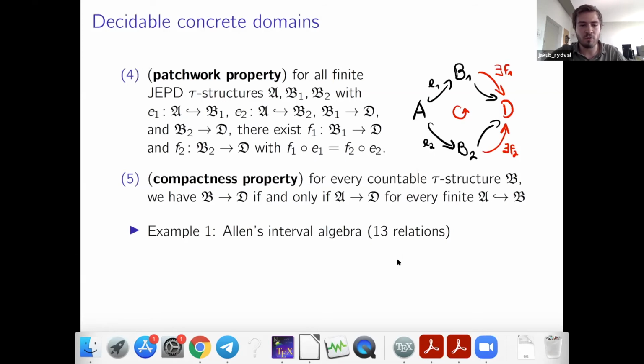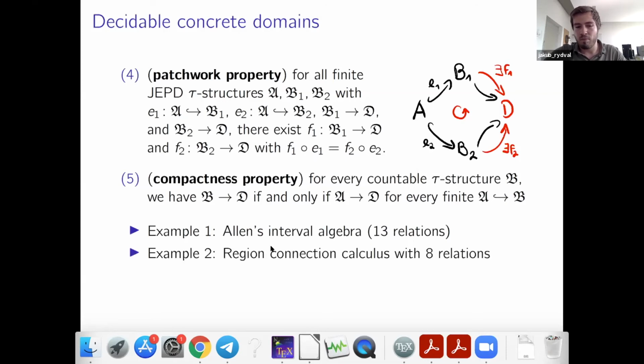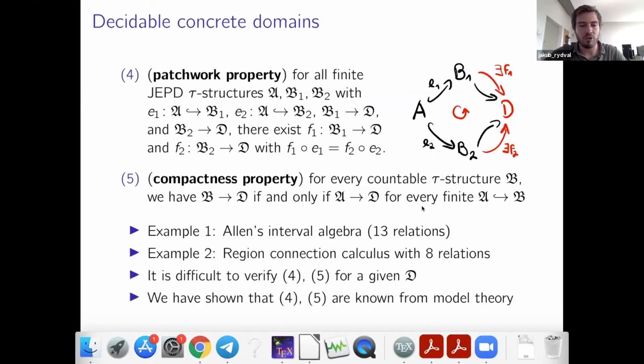Okay, so now examples for all five conditions. Both of these examples were already present in Lutz and Milicic's original paper. Allen's interval algebra with 13 relations can be used to describe relations between intervals, let's say, of rational numbers. And second example, region connection calculus can be used to describe some relations between regions in a Euclidean plane. The problem is that it is in general very difficult to verify 4 and 5 for a given D, and there are not many examples that would be known for these conditions.